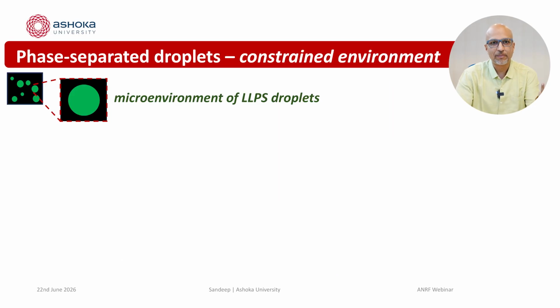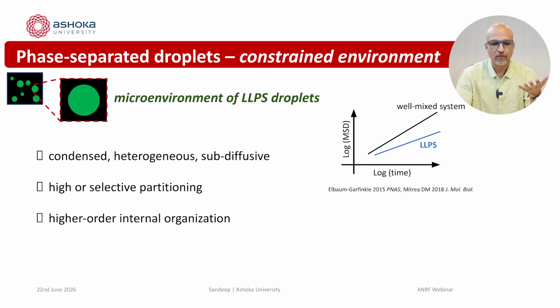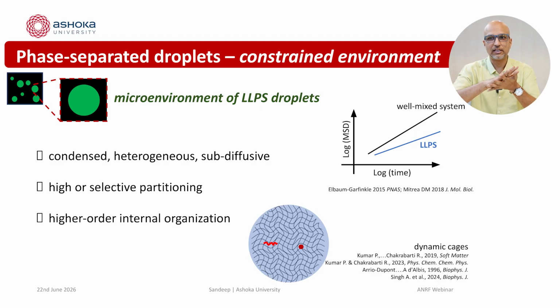Not only do they look like beautiful droplets under the microscope, their internal environment is very constrained. They are really packed, sometimes heterogeneous in nature, which leads to subdiffusivity of molecules, which is well reported in the literature. They are either highly selective in their partitioning or increase the concentration of macromolecules. One needs to imagine them as dynamic cages.